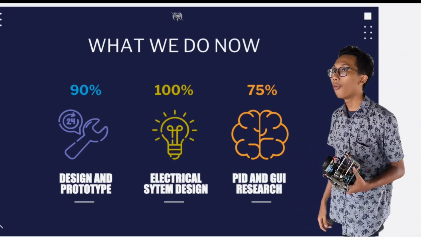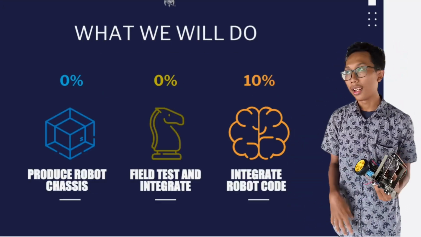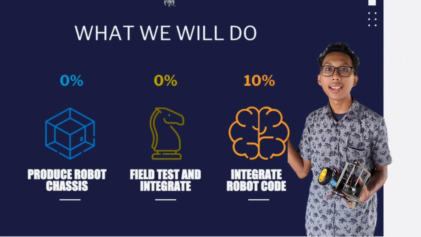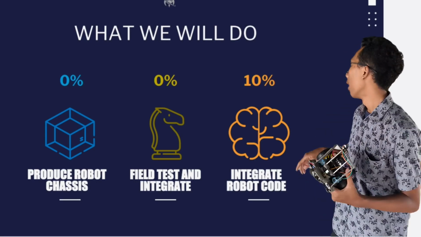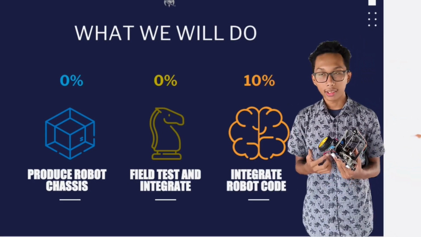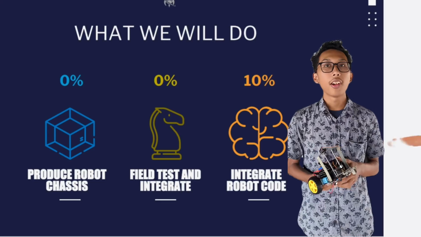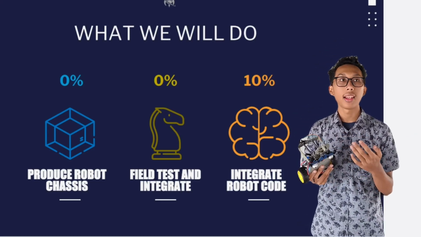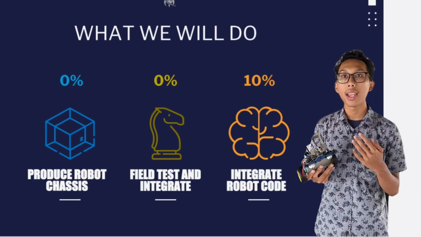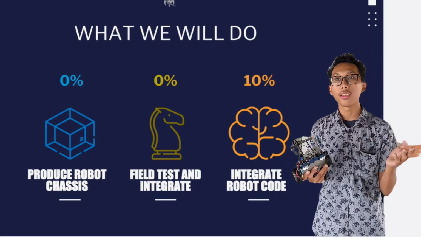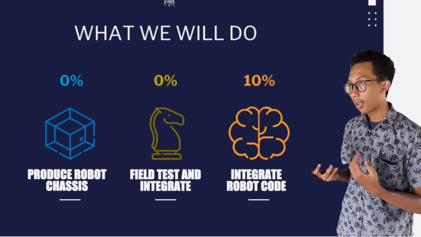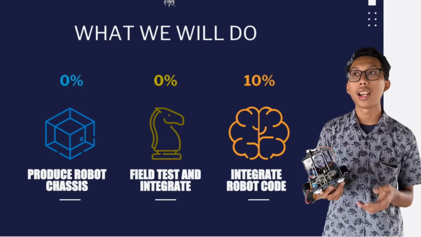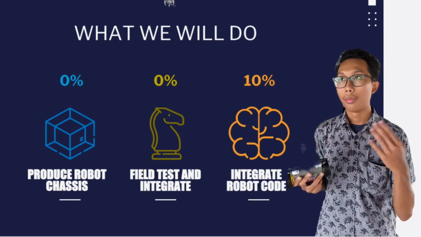And what we want to do next is, of course, create a chassis for the robot using flat material, conduct tests in the field, and of course integrate our program. Like I said before, our program has many algorithms, so we integrate the program and upload it to this robot and add some extra features like control and more.